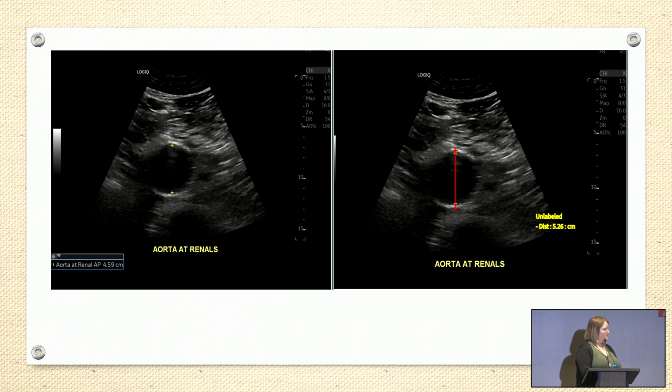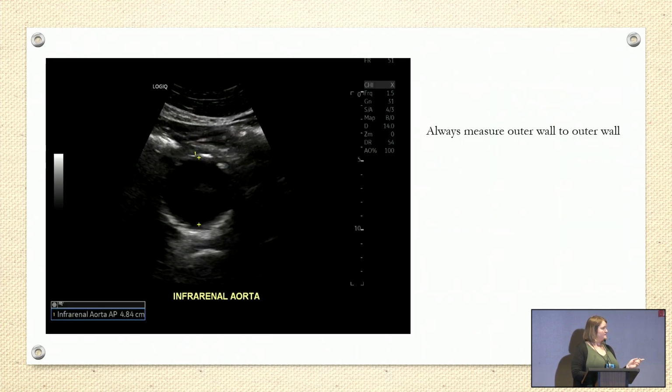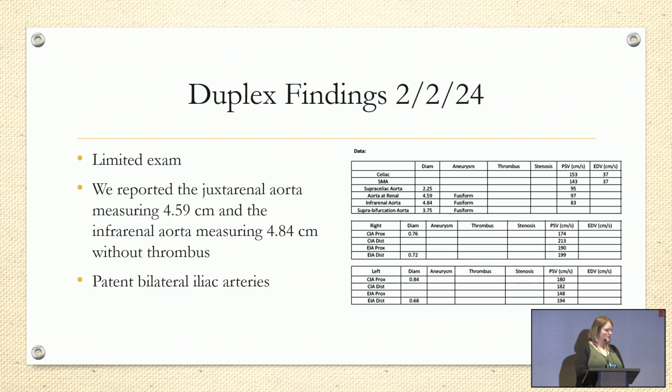And this one, when I measured it post-processing, I was getting almost 5.26, is that what it is? Yeah. So we just have to be really careful as sonographers, even with the little things like caliper placements. Between that first picture and that second picture could be the difference of just 6 months of surveillance versus you're going for an EVAR. So we always have to measure outer wall to outer wall.